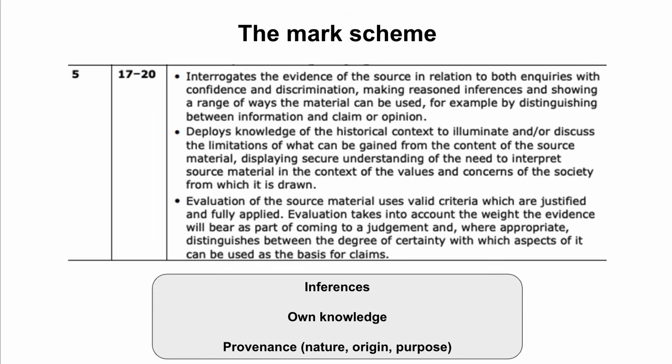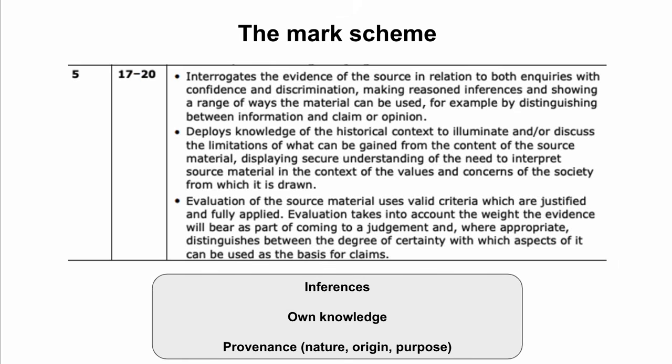So firstly, the mark scheme. I'm not going to read through all of this. You can obviously pause this video and do that. But this is level 5 of the mark scheme, and it talks about interrogating the evidence of the source from both inquiries, making reasoned inferences, and this range of ways that the material can be used. So this first bullet point is really about making inferences. And if you're not sure about what that means or how to do that, I have done another video just on general source technique that I'll link to in the description, where I talk about how to make inferences and what inferences are.